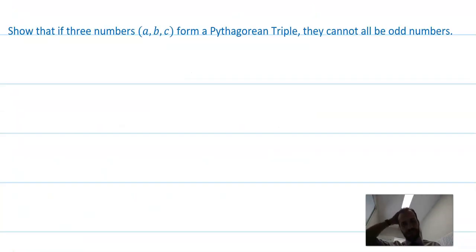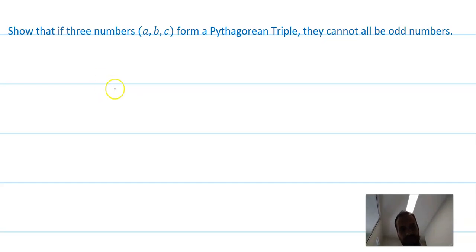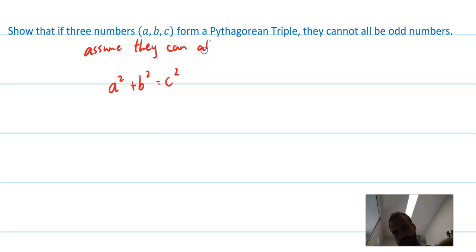Here's our second problem. Show that if three numbers, A, B, C, form a Pythagorean triple, they cannot all be odd numbers. All right, so if they're a Pythagorean triple, we can say that A squared plus B squared equals C squared. And before we get to doing that, we should probably make our wrong assumption. So assume they can all be odd.